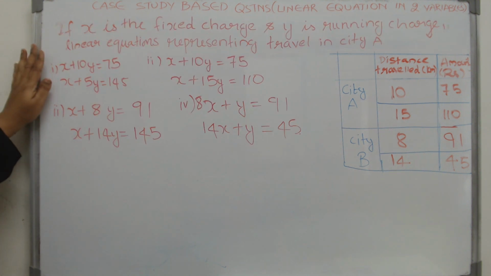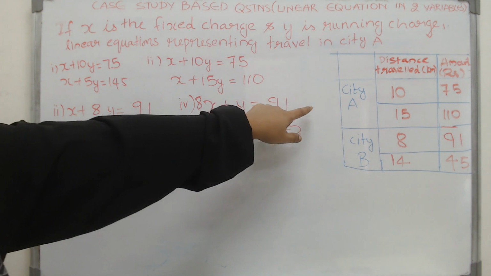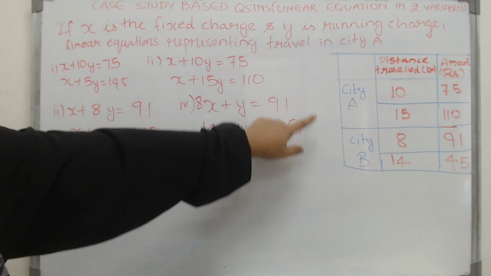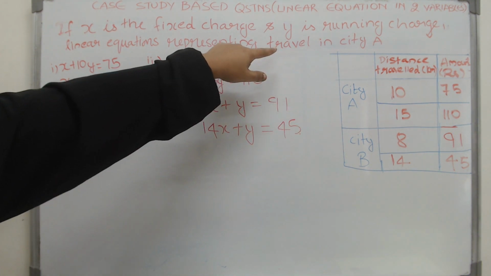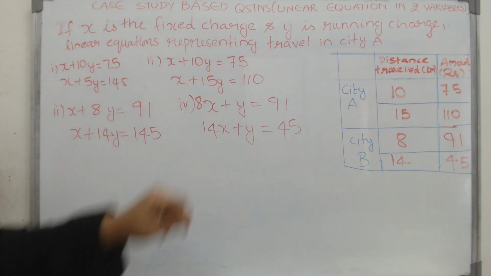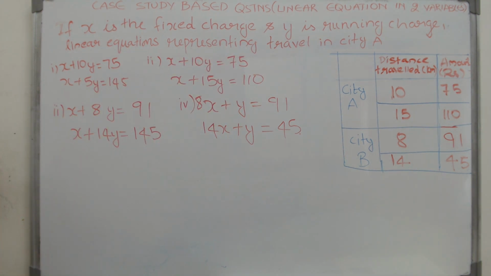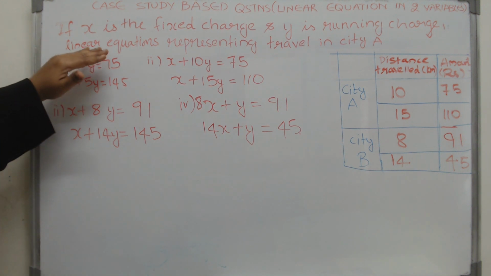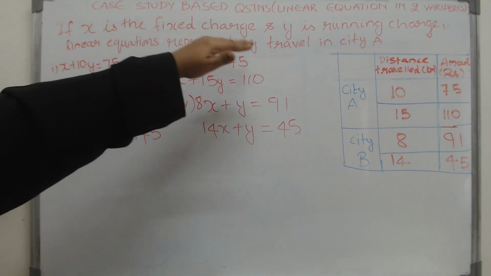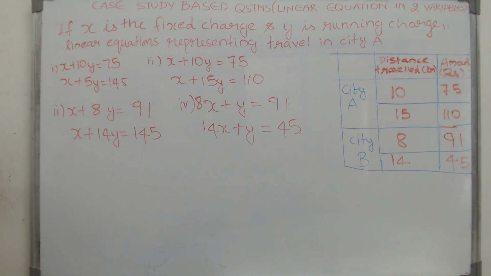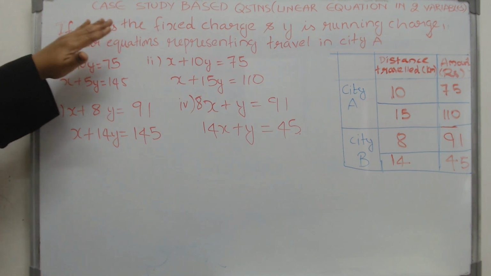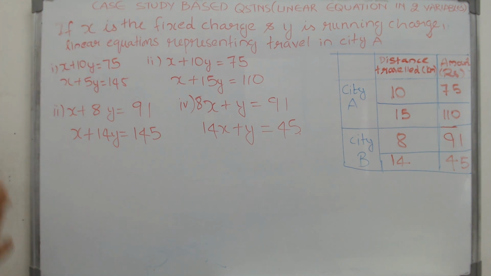Now this is our first question. We are given the transportation charges for auto in two cities, city A and city B. The first question is about city A. You don't know what the fixed charge is, you don't know what the running charge is, but you have to find the linear equation which represents the travel. How will you do that? Suppose X is the fixed charge and Y is the running charge.